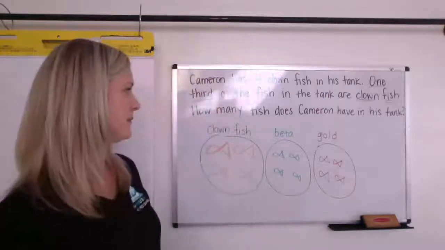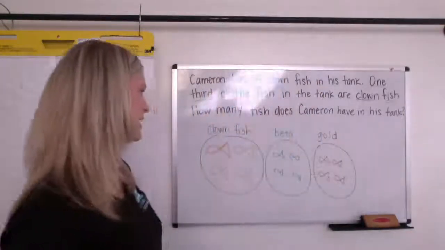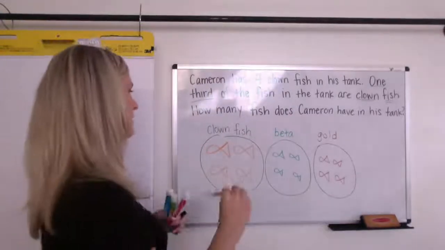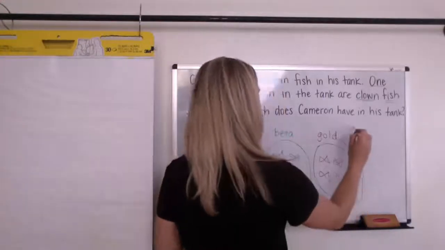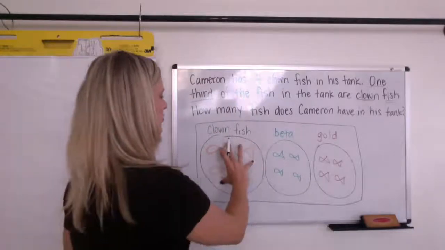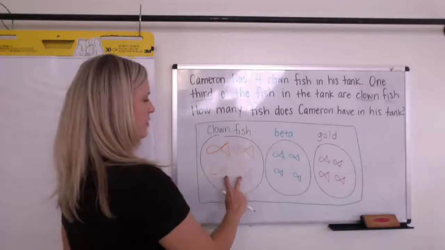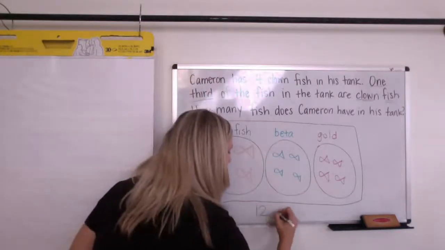Okay, now the question is, how many fish does Cameron have in his tank? So all of these fish would be in the tank, all of them, right? The clownfish, the beta fish, the goldfish. So we just have to count them up because this is 1 out of the 3 groups. So let's count by 4s. Ready? 4, 8, 12. So there are 12 fish.